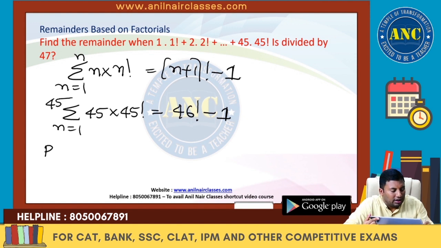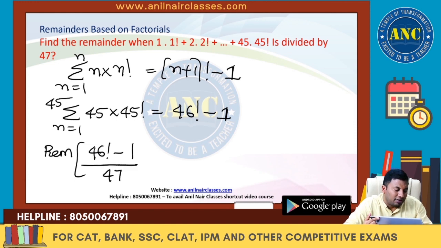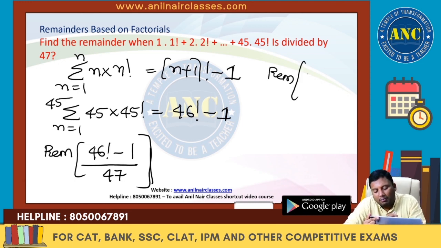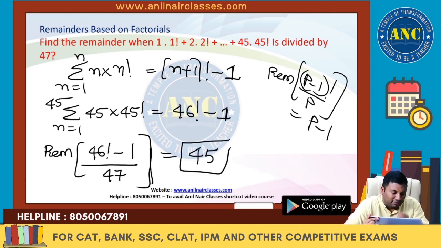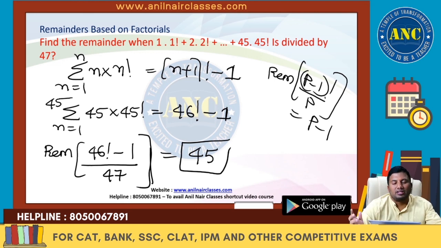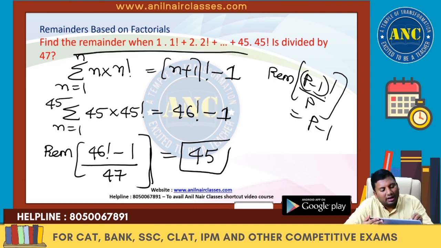So here, when you divide 46 factorial minus 1 by 47, P minus 1 factorial when divided by P is nothing but P minus 1. So 46 minus 1. Answer for this question is 45. I hope the idea is clear.